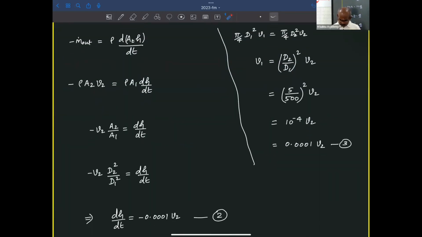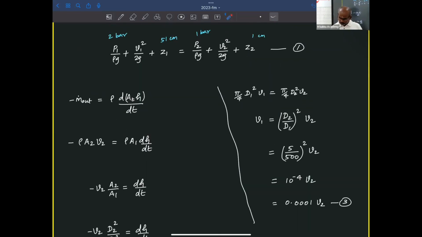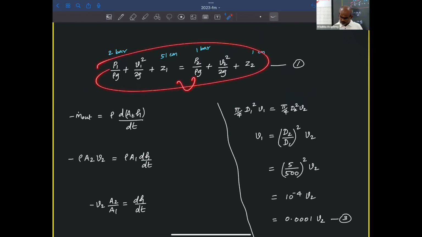So what is needed is dH by dt. So we can rearrange these, rho getting cancelled. So V2 into A2 by A1 equal to dH by dt. So if you can substitute these values, we are done with. So what is V2? We have to find V2. Of course, we have to solve this equation to get the value of V2.